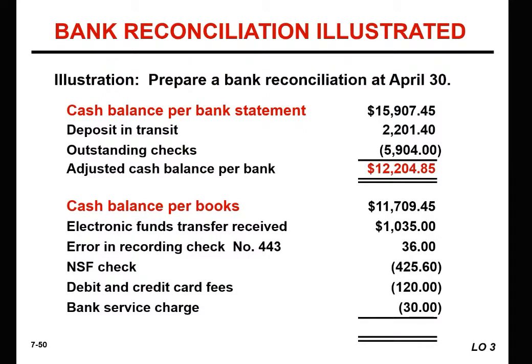So our adjusted cash balance per the bank is $12,204.85. Our adjusted cash balance per the books, $12,204.85. Now, it's not unusual that every now and then you won't actually come out true. Sometimes when there are a lot of transactions that occur, you don't necessarily see something like that error where it's flipped, where there was a transposition of the numbers.